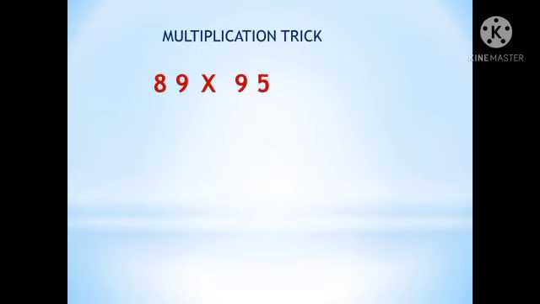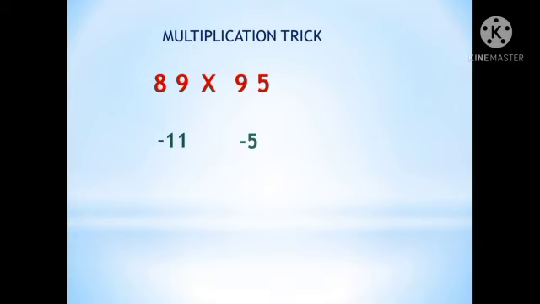Let us solve another problem in this type. Here we are going to multiply 89 and 95. Both the numbers are nearer to 100 and less than 100. First we find out how much the numbers are less than 100. The number 89 is 11 less than 100. Let us take a note of that. And the number 95 is 5 less than 100. Let us write minus 5.